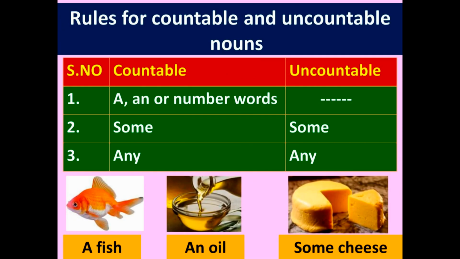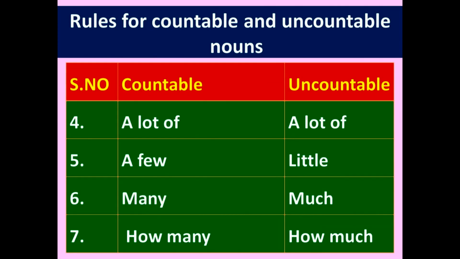Rules for countable and uncountable nouns. We use a, an, or number words only for countable nouns. We use some, any, a lot of for both countable and uncountable nouns. We use many, a few, and how many only for countable nouns. We use much, little, and how much only for uncountable nouns.